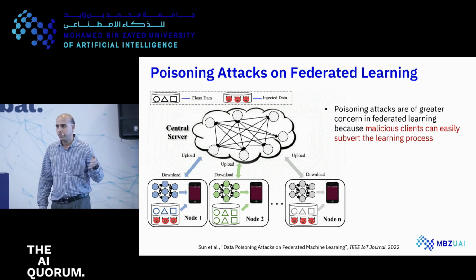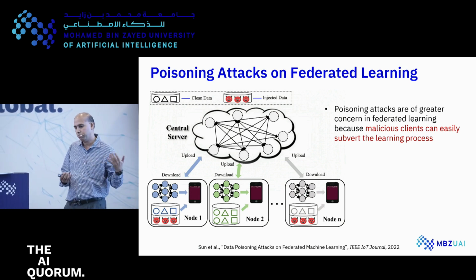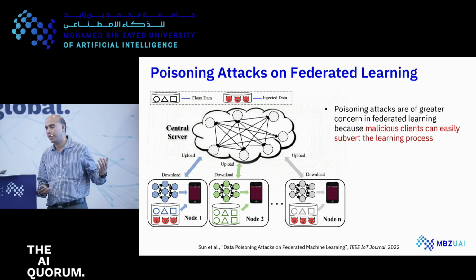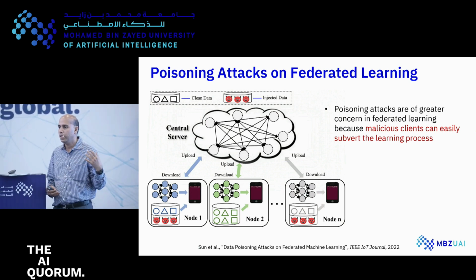The first problem I'm going to address is Byzantine robustness, where you have malicious clients trying to subvert the learning process by introducing poisoning updates. How do you handle this kind of scenario?